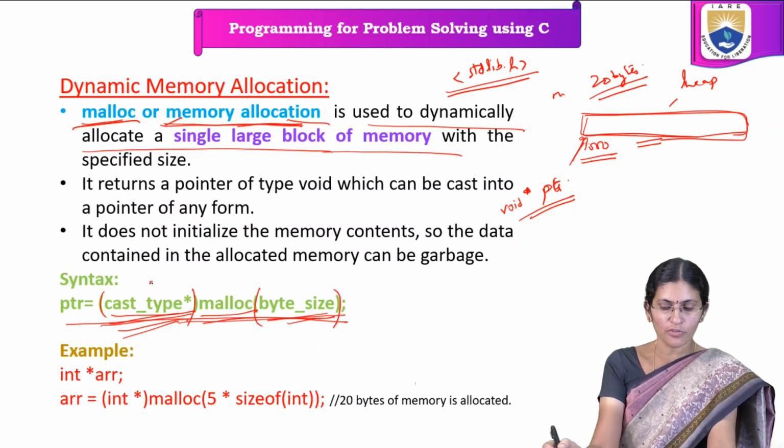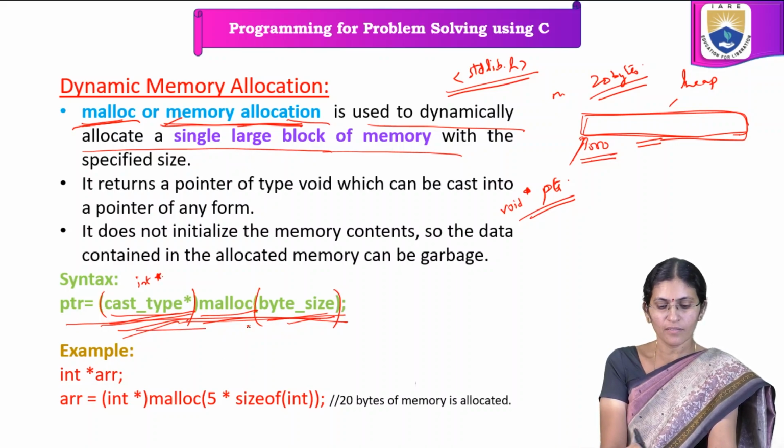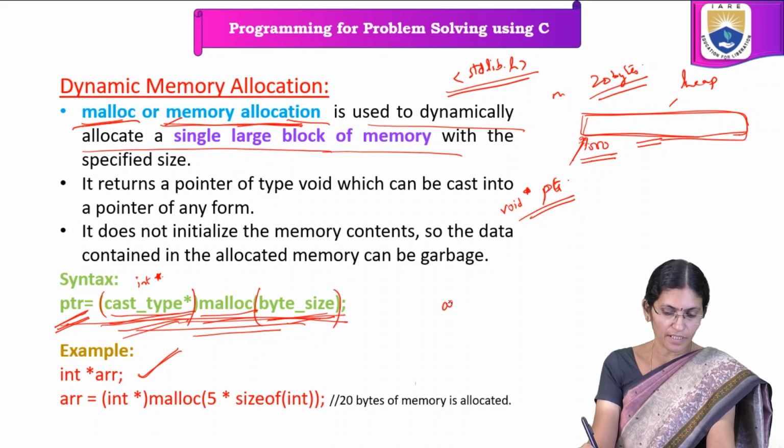Suppose we need to store integer values here, then we can typecast it to an integer pointer. Then this will give the address. This address is stored in the pointer variable ptr. After typecasting, the base address of the memory which is allocated is stored in the variable ptr. Then for example, consider this example. Here we have declared an array, we have declared a pointer variable. The name of the pointer variable is arr.